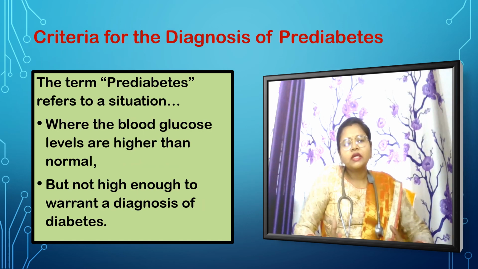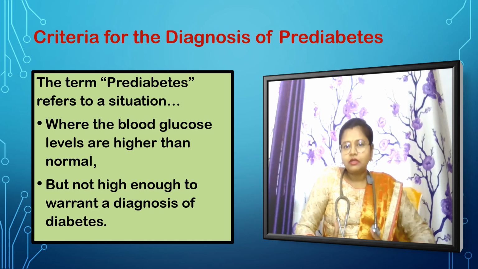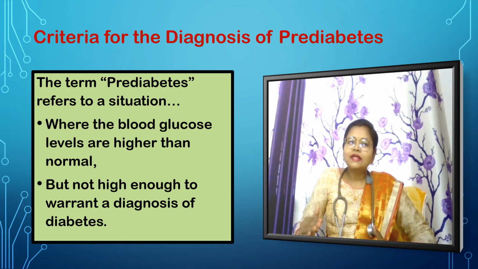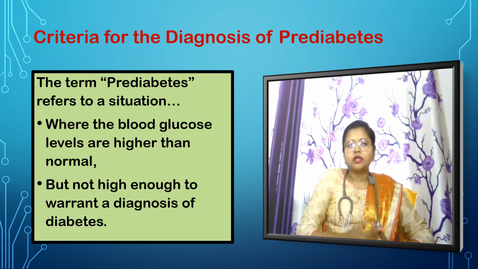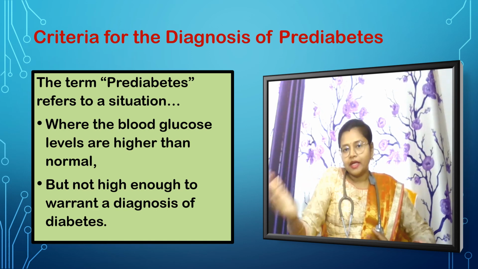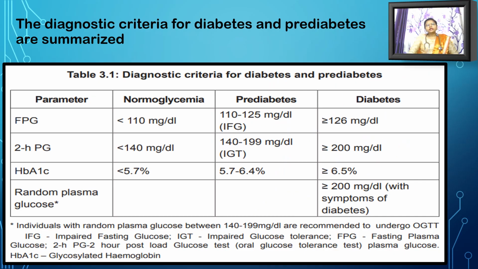Now, when do we say a person is pre-diabetic? Pre-diabetes is a condition when the blood sugar level is higher than normal but not so high as to say it is diabetes. Pre-diabetics can have impaired fasting blood glucose and impaired glucose tolerance. Diagnostic criteria for diabetes and pre-diabetes are summarized in this chapter.